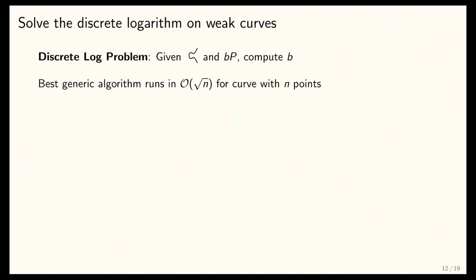So now let's look at our first attack vector, which is solving the discrete logarithm directly on some weak curves. The discrete log problem is that given the curve parameters and a point on the curve, BP, we want to recompute the private key B. The best generic algorithm we have for this, which is the best algorithm we have for elliptic curves, runs in O of square root of n time for a curve with n points. So for a 256-bit curve, this algorithm will run in about time 2 to the 128.